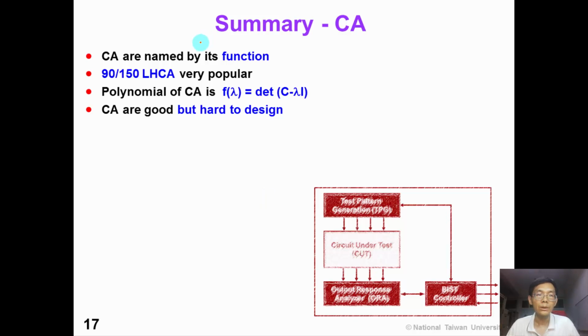In summary, in this video, we have introduced the cellular automata. Each cellular automata cell can be named by its function. Rule 90-150 linear hybrid cellular automata is a very popular cellular automata, and the polynomial of cellular automata can be derived from the determinant of C minus lambda I. Cellular automata is a very good test pattern generator which provides more randomness in test patterns than LHCA. However, a cellular automata can be very hard to design.